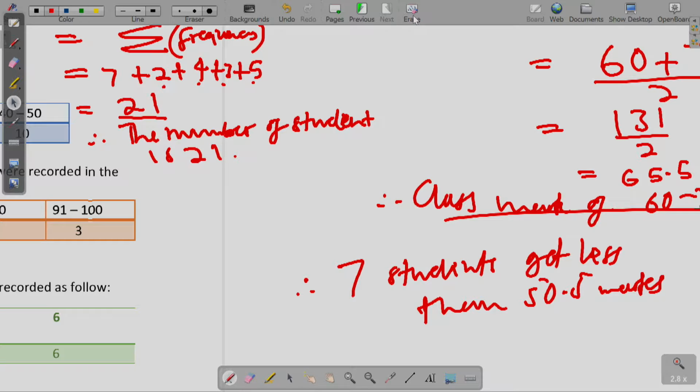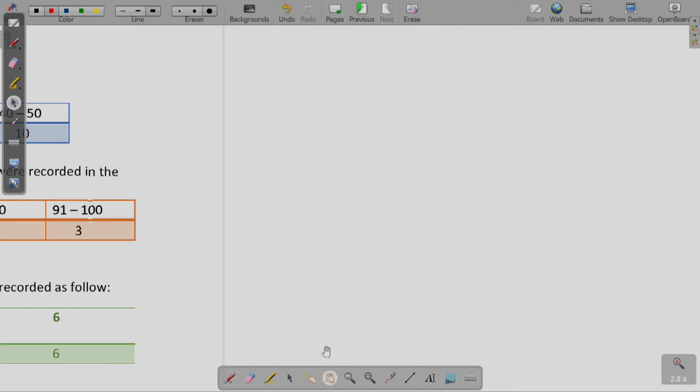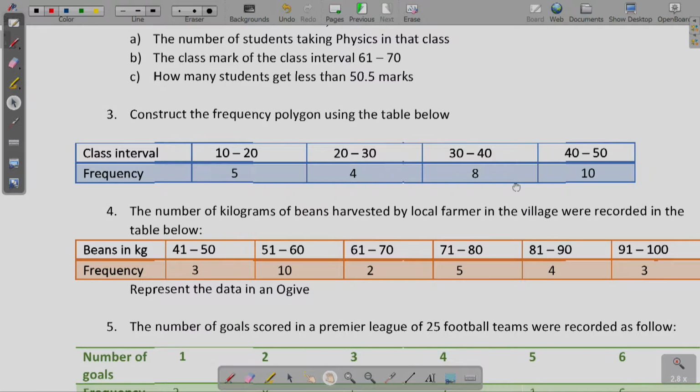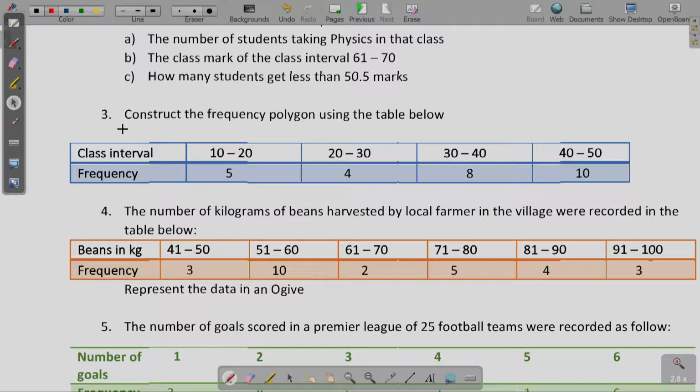Now let's enter the third question. Construct the frequency polygon using the table below. We have the frequency distribution table, and we have to construct the frequency polygon.